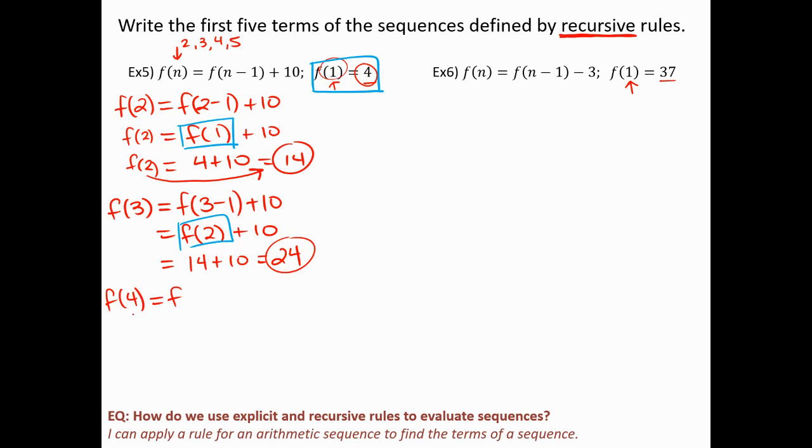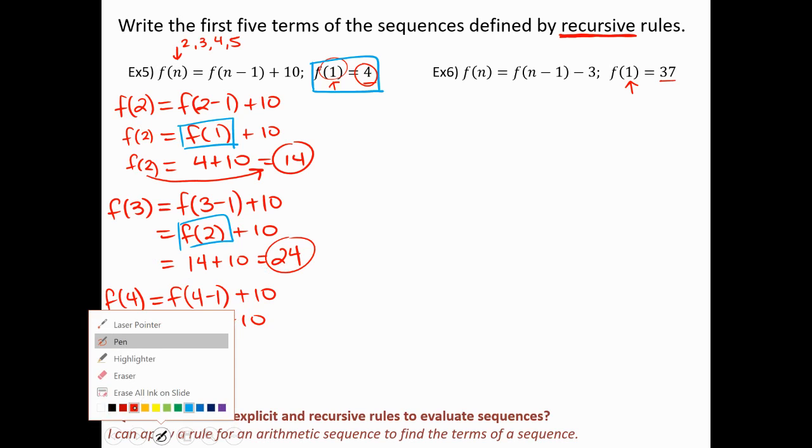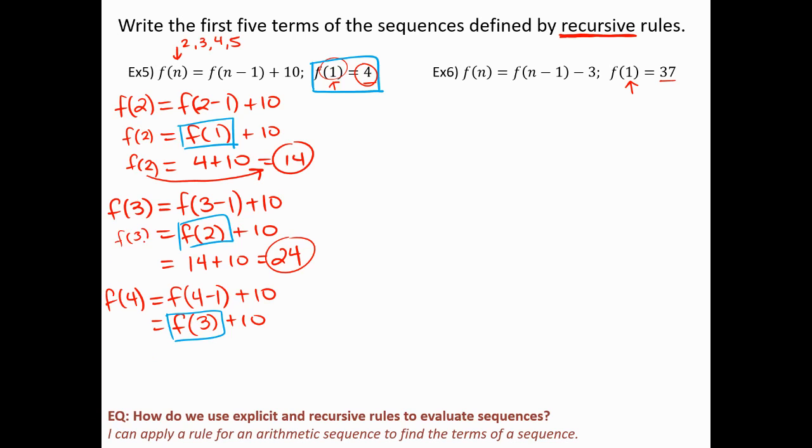So now I'm going to do f of 4, which means all my n's become 4's. And I'm going to simplify. 4 minus 1 is 3. And so once again, I'm going to say, hey, wait a minute. I know f of 3 is the same as 24. Because remember, it would have been right here if I kept writing f of 3, it was 24. So I'm going to plug in 24 plus 10, and I get 34.